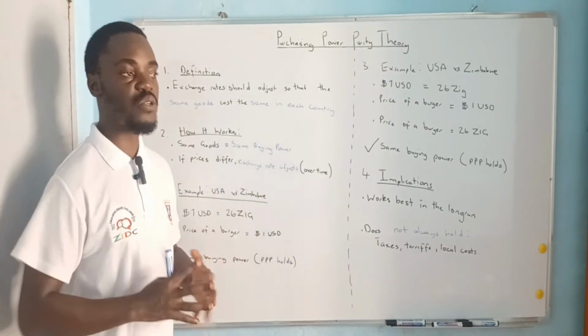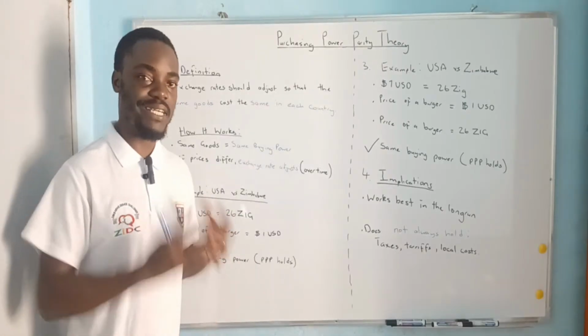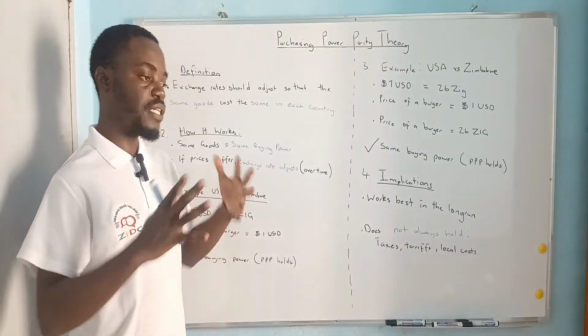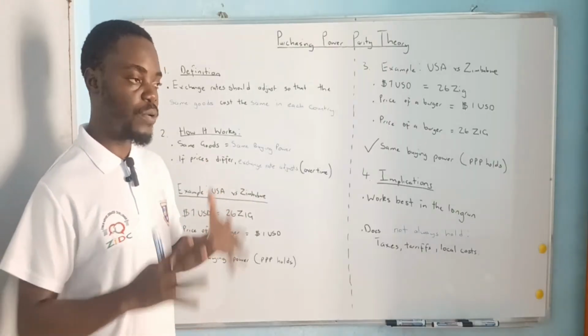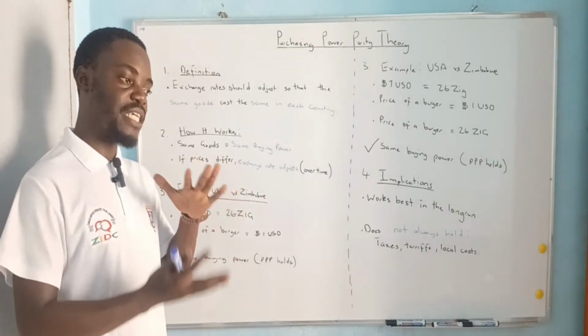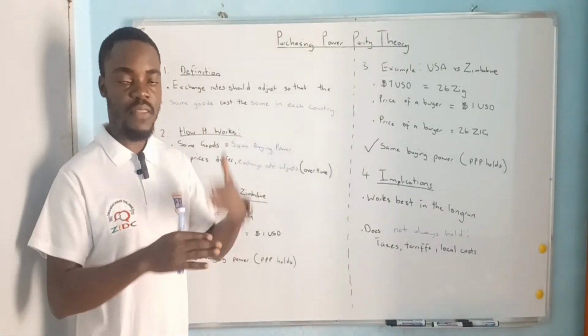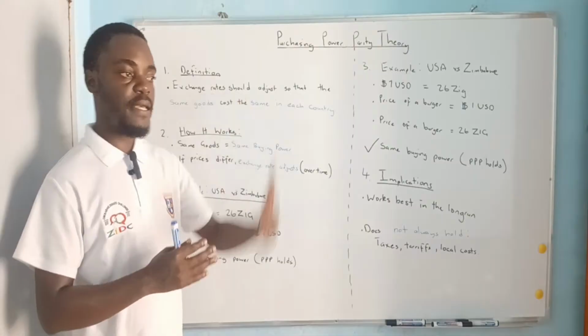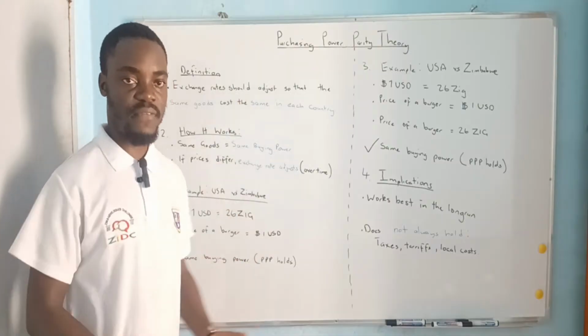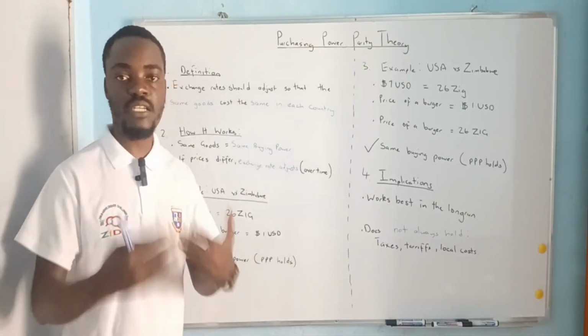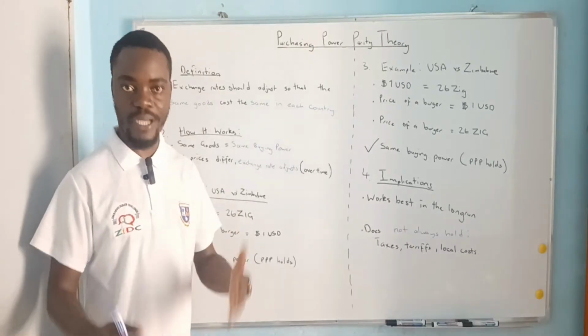Exchange rates will adjust over time to match the changes in purchasing power in different countries, because sometimes you might have economic disparities between countries. But in the long run, we're supposed to see purchasing power parity taking effect, whereby the exchange rate will tend to adjust because of the market forces of demand and supply.